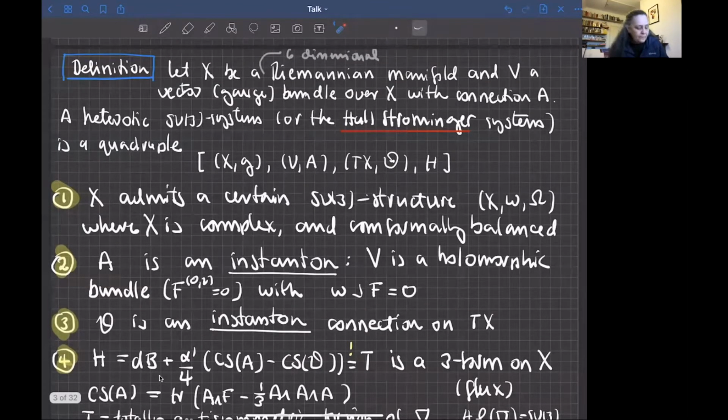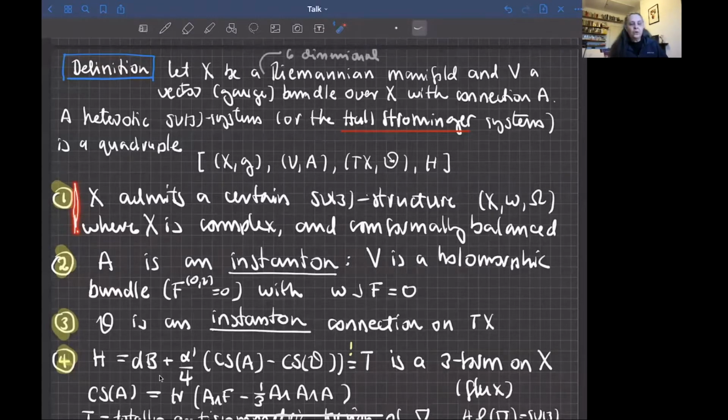So first of all, the six-dimensional manifold admits a certain SU(3) structure, where the little omega and capital Omega are respectively a 2-form and a 3-form, where X is a complex and conformally balanced manifold. That means that the SU(3) structure is not the most general SU(3) structure possible. There are some constraints on them, which I will tell you in a moment. And in fact, this has to do with manifolds which are not Kähler, which is the topic of this workshop.